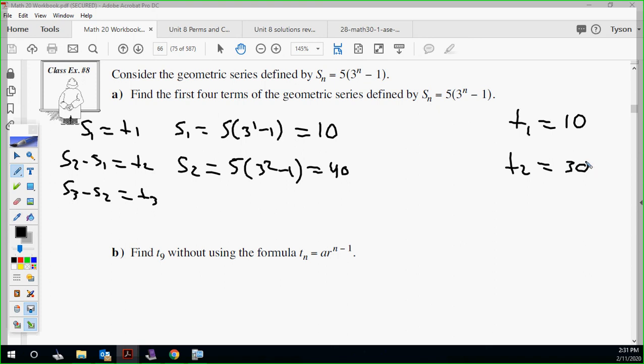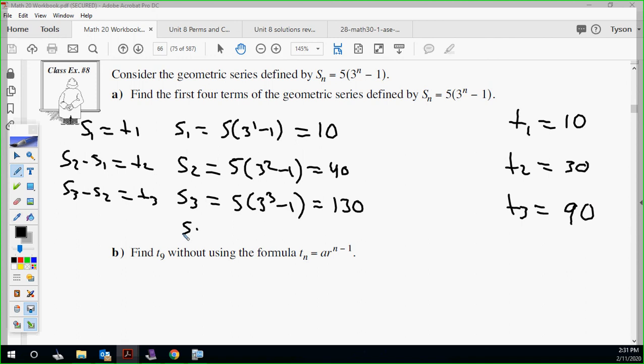It wants the first 4 terms, so we'll go all the way up to 4 here. S3 is 5 times 3 cubed minus 1. 3 cubed is 27, minus 1 is 26, 5 times 26 is 130. 130 minus 40 is 90. So we already know what the pattern is doing, don't we? What's it doing? Times 3, yeah. So we kind of know what's going to happen here.